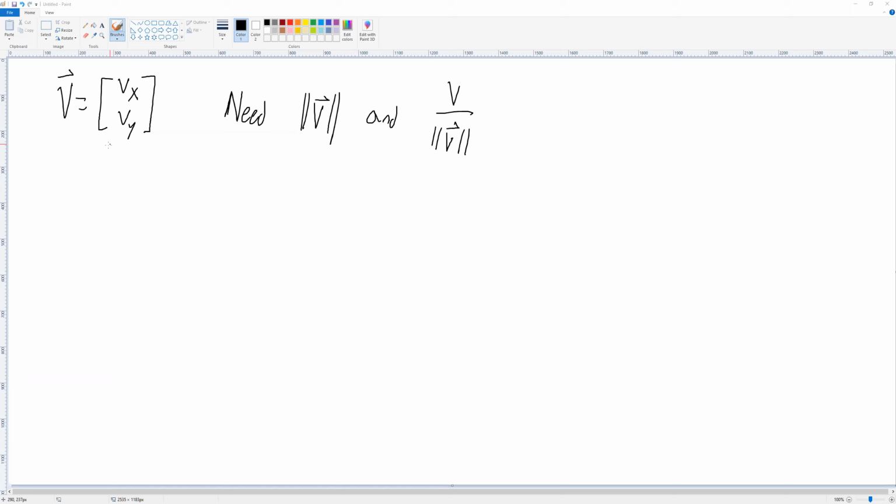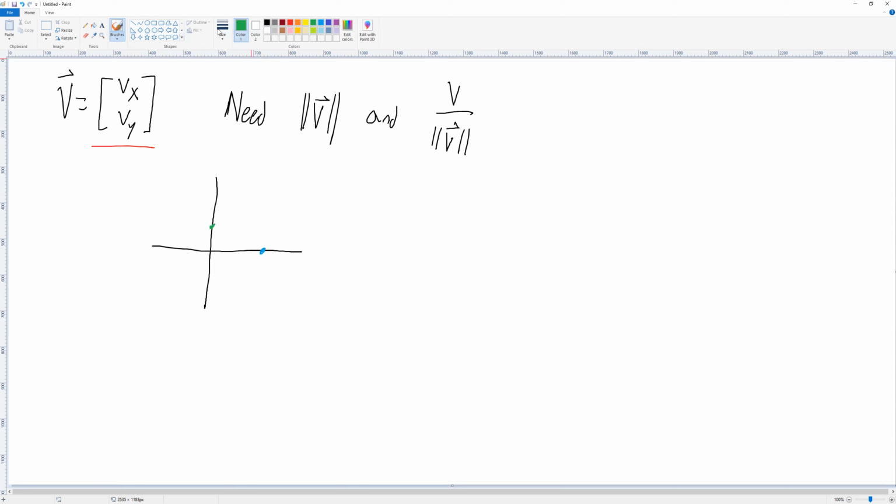Recall that this right here is our standard notation for vectors. That's the column vector, and these two components are separate. So this Vx represents the x component, and that's literally just where on the x axis our vector is. And Vy represents where on the y axis our vector is.